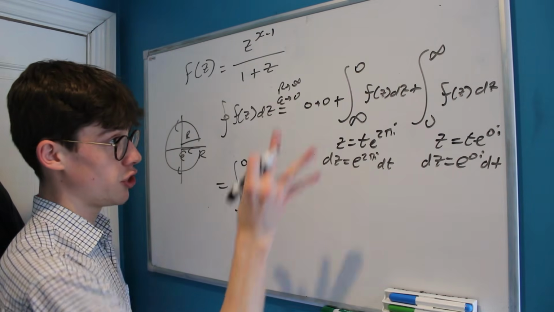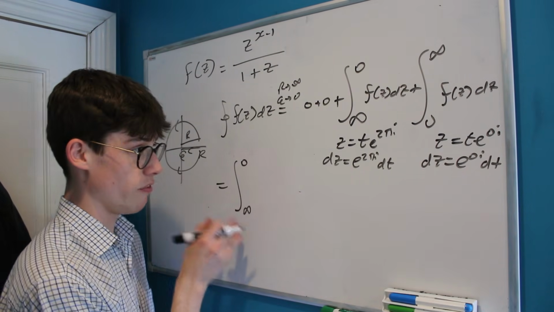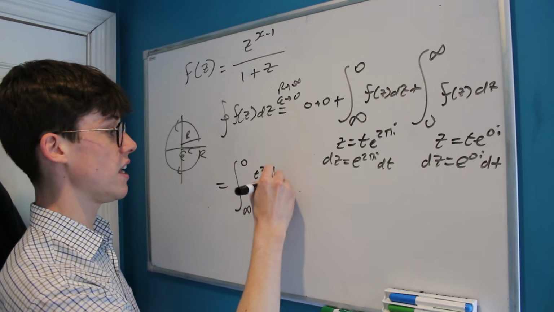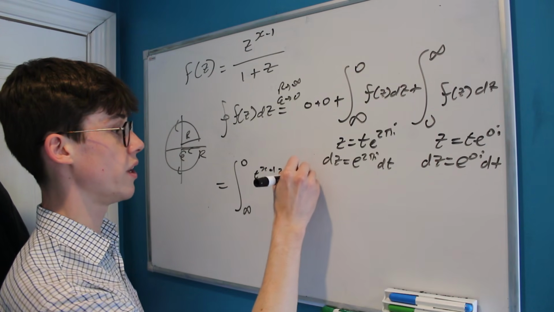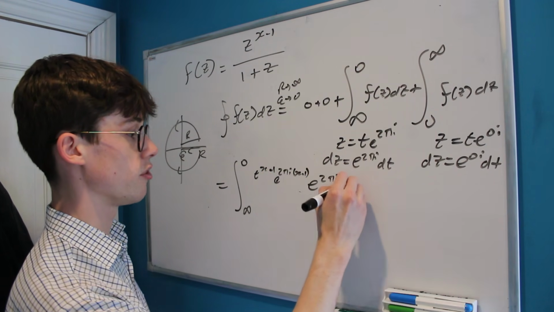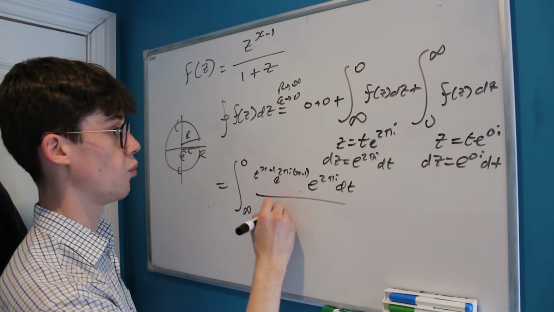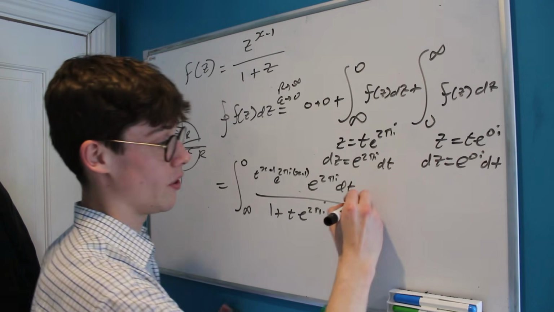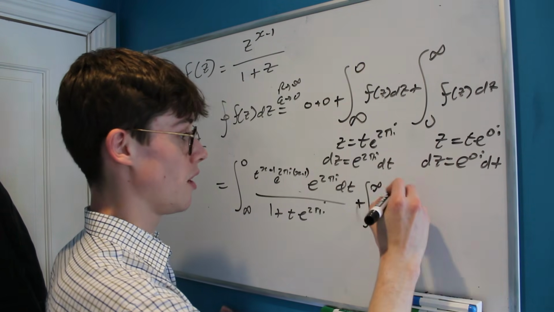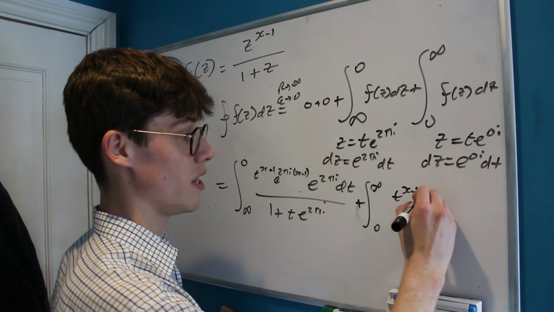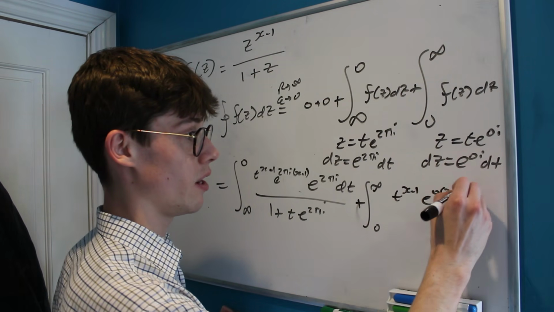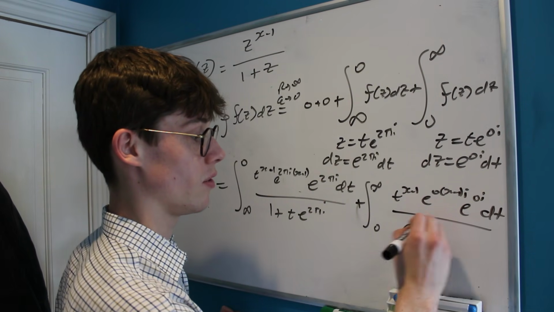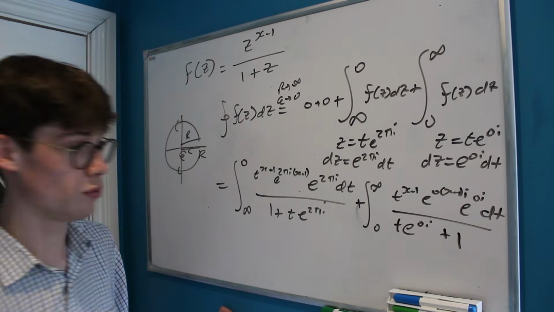So, rewriting our function using this parameterization, we've got the integral from infinity to 0 of t to the x minus 1, e to the 2 pi i (x minus 1), times e to the 2 pi i with respect to t, divided by 1 plus t e to the 2 pi i. And over here we're going to have the integral from 0 to infinity of t to the x minus 1, e to the 0 (x minus 1) i times e to the 0i with respect to t, divided by e to the 0i times t plus 1.